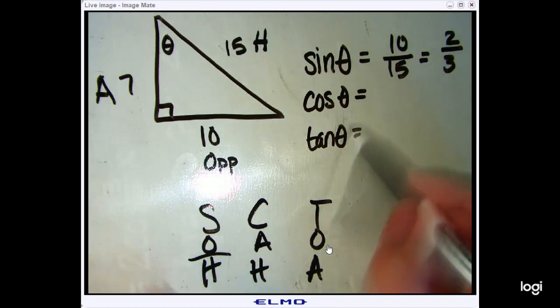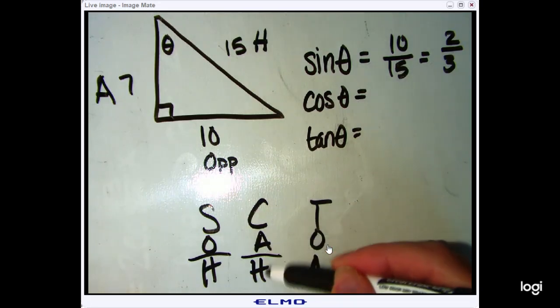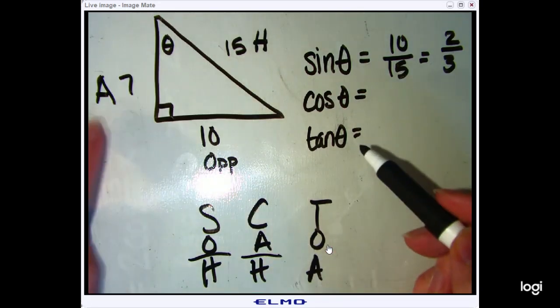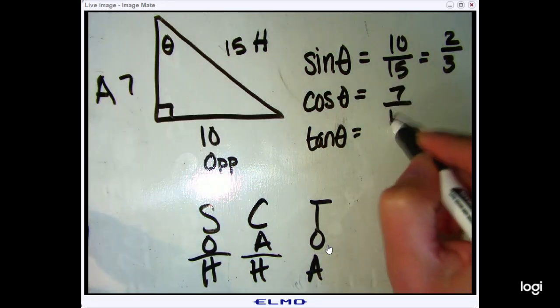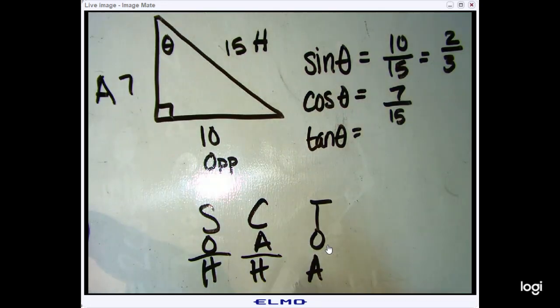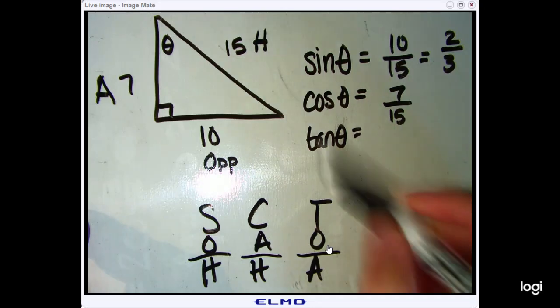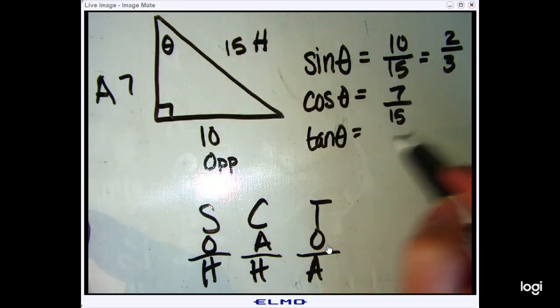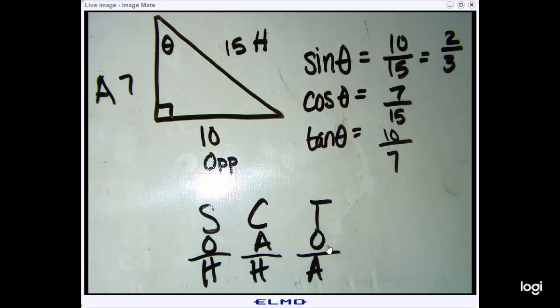Cosine. Cosine starts with a C, adjacent over hypotenuse. Adjacent was 7. The hypotenuse is 15. The tangent of theta. Opposite over adjacent. Let's see, that would be 10 over 7. Today's homework will have you setting up those ratios, and we will learn how to solve for angles and sides at a later lesson.